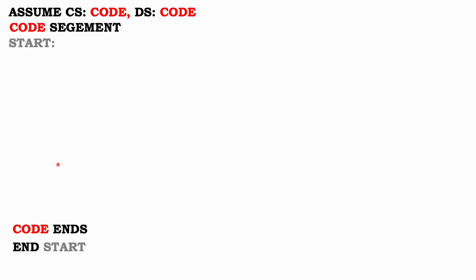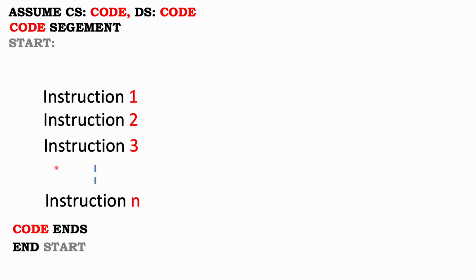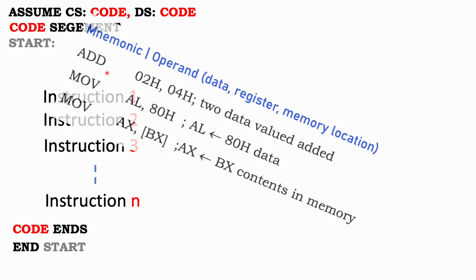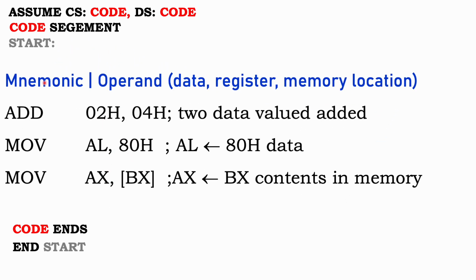So in between start and end, we can write any number of instructions: instruction 1, instruction 2, instruction 3, and so on, n number of instructions. So what is an instruction? An instruction consists of only 2 points. The first point is very simple, that is the mnemonic. What is the second point? Operand. So what is a mnemonic? Whatever operation we carry out in an instruction, maybe add, move, shift, and so on.